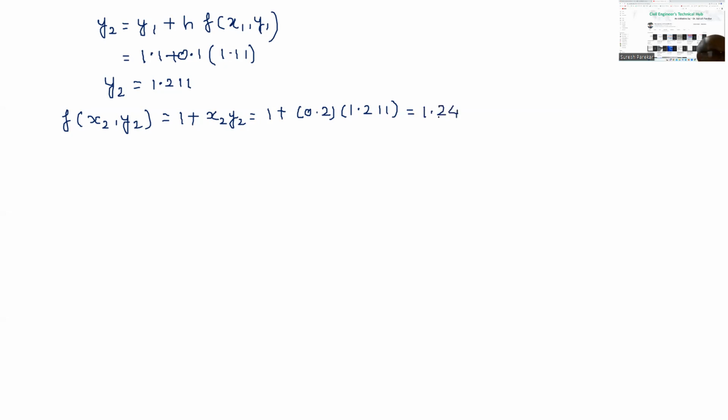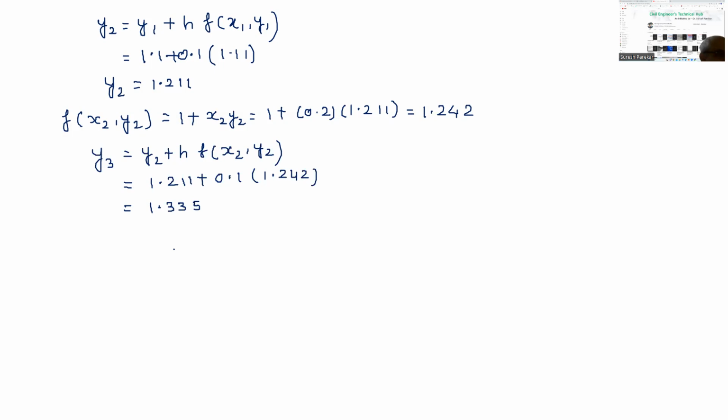You have to calculate it; I have already calculated this value, 1.242. And then we have y3 equal to y2 plus h into f of x2 y2. Now y2 is 1.211 plus h, 0.1, into f of x2 y2, 1.242, and from this we get the value of y3 equal to 1.335. I have taken 3 digits, so you can go to 4 also. Then we have f of x3 y3.